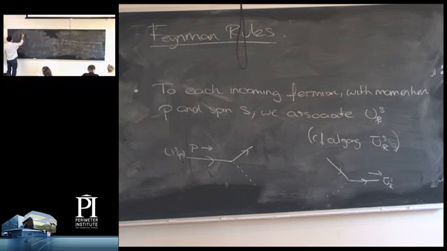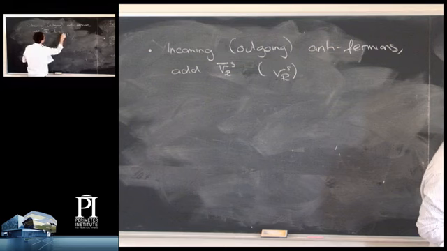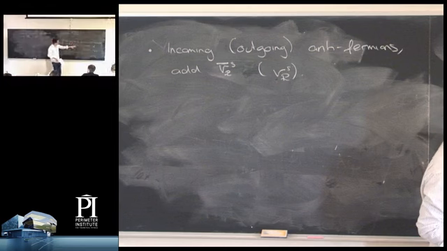If we have incoming or outgoing antifermions, we're going to write v bar of p or v. So notice that there's actually a flip here. For antifermions, the incoming ones have v bar, and the outgoing ones have v. It's not just the u and the v that flip, it's the bar and the unbarred that also flip.